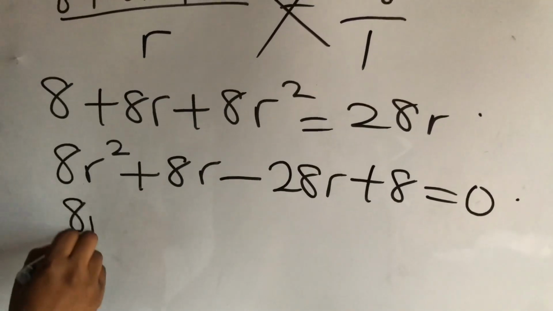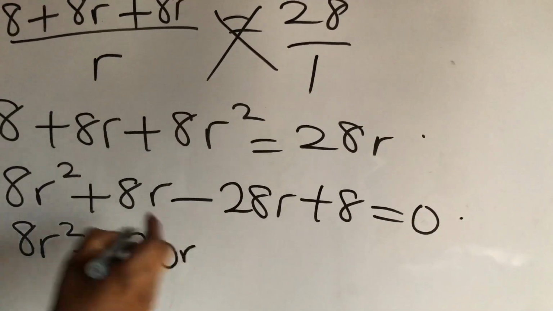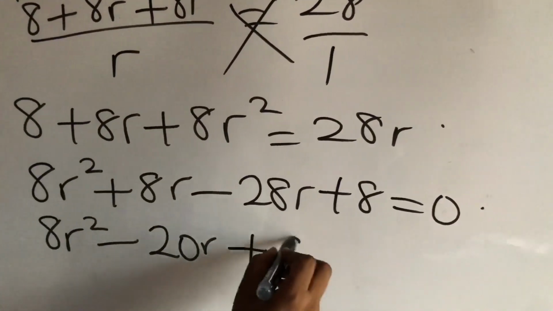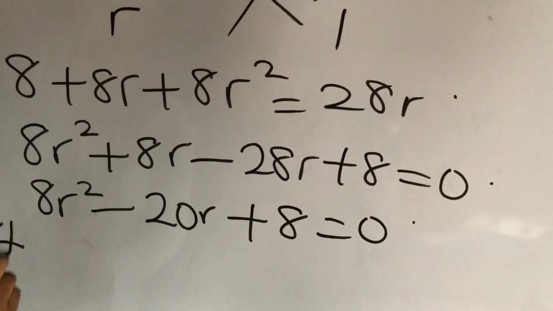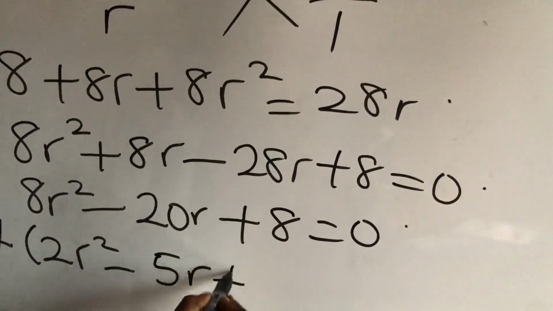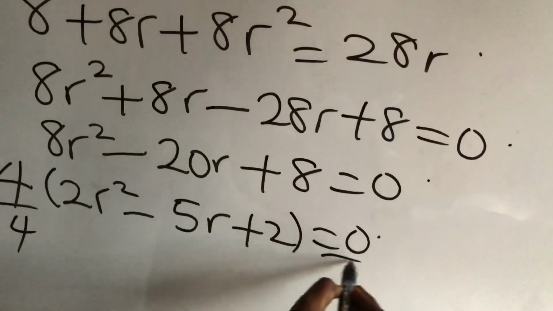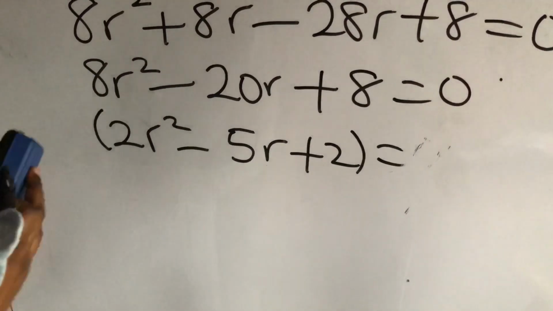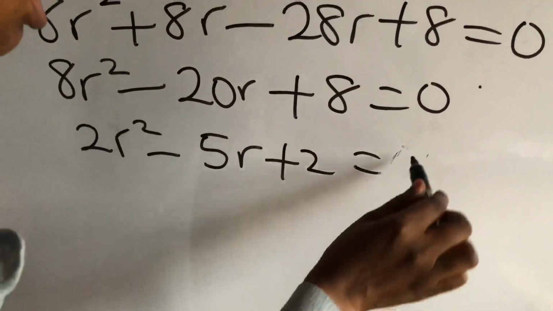So we have 8R squared, plus 8R minus 28R gives minus 20R, plus 8 is equal to 0. From here we can factorize 4 out: 4 times 2R squared minus 5R plus 2 is equal to 0. If we divide everything by 4, the right side gives 0. So we are left with 2R squared minus 5R plus 2 is equal to 0.